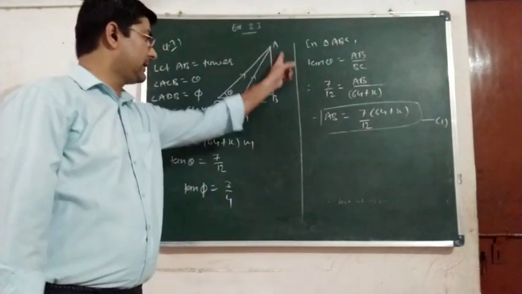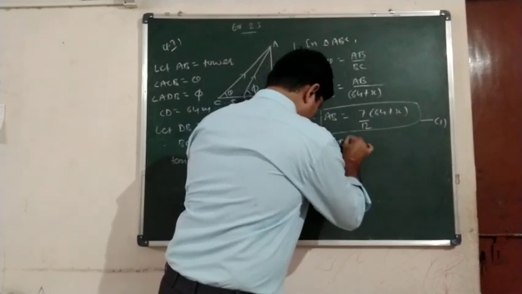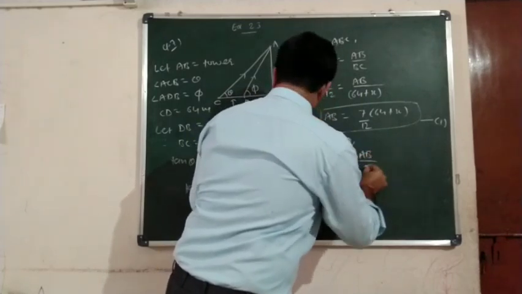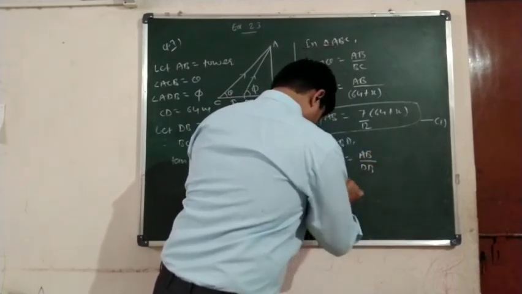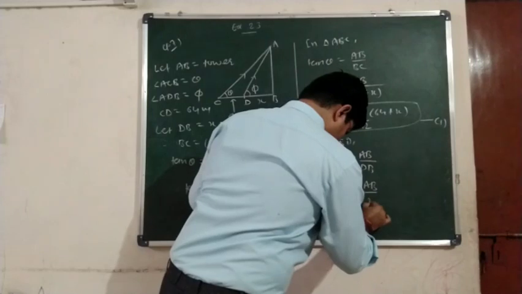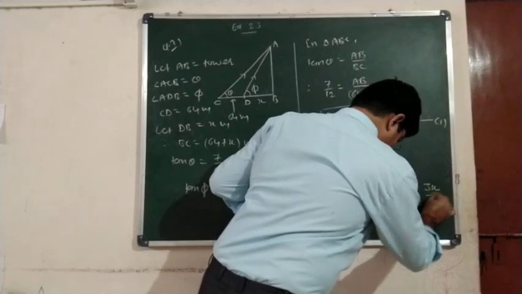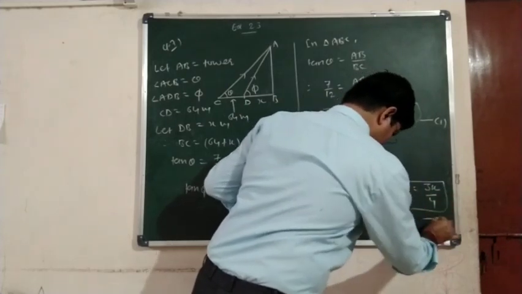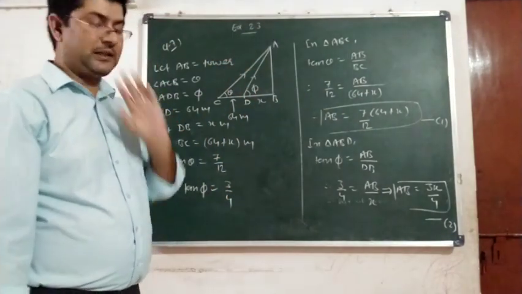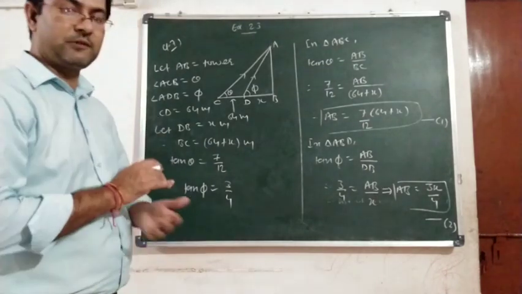Now let us take the smaller triangle ABD. In triangle ABD, we will take tan phi. Tan phi is equal to AB upon BD. Tan phi is 3 upon 4. AB we have to calculate and BD is given to be x, and therefore AB is equal to 3x upon 4. Say this is result number 2. In both these results, AB is the subject, so we can equate the two equations and find out the value of x. Please make a quick note.